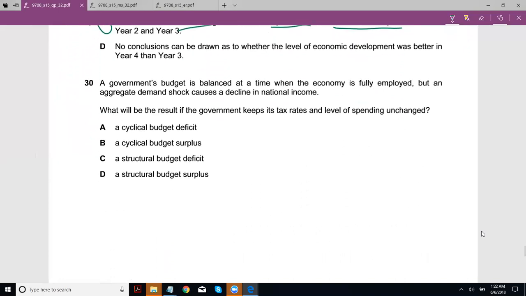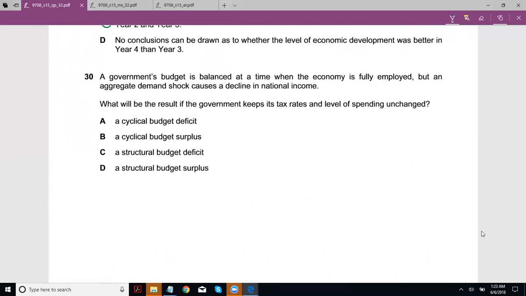Question 30: a government's budget is balanced at a time when the economy is fully employed, but an aggregate demand shock occurs. I believe aggregate demand either increases or decreases. Because it's causing a decline in national income, it's probably a decrease. Shock might just refer to a sudden change. What will be the result if the government keeps its tax rates and level of spending unchanged? You have a decline in national income, but the government isn't doing anything. It's just keeping its spending and tax rates unchanged.